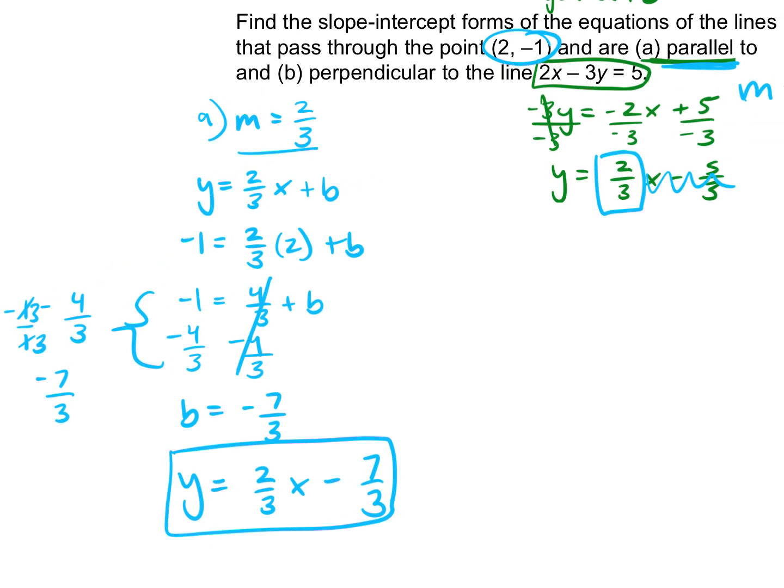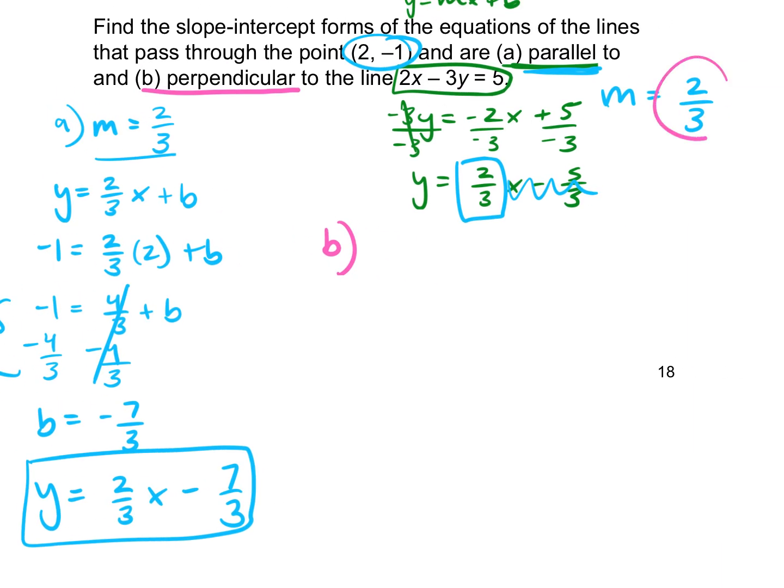Next, let's find the line that's perpendicular to the given line. What do we know about the slope of our new line here that's perpendicular? It's the opposite reciprocal. So what is the opposite reciprocal of 2 over 3? Awesome, -3 over 2. We change the sign and we flip it. So change the sign and flip the number. You're taking the reciprocal, so you've got to flip it.